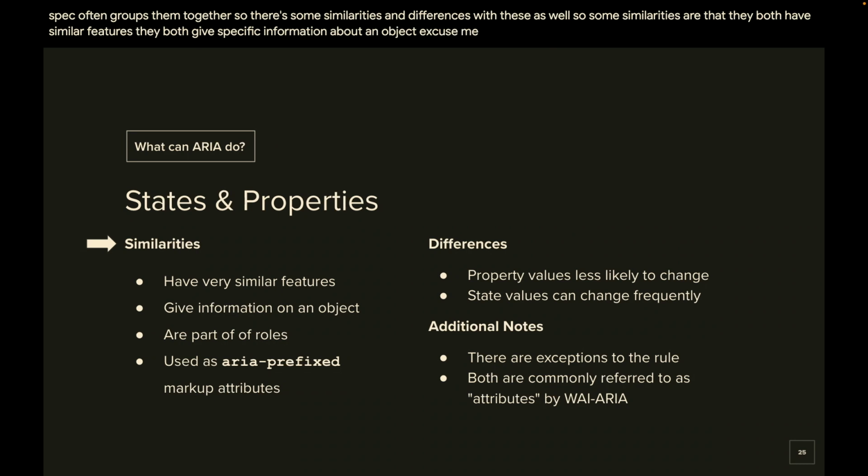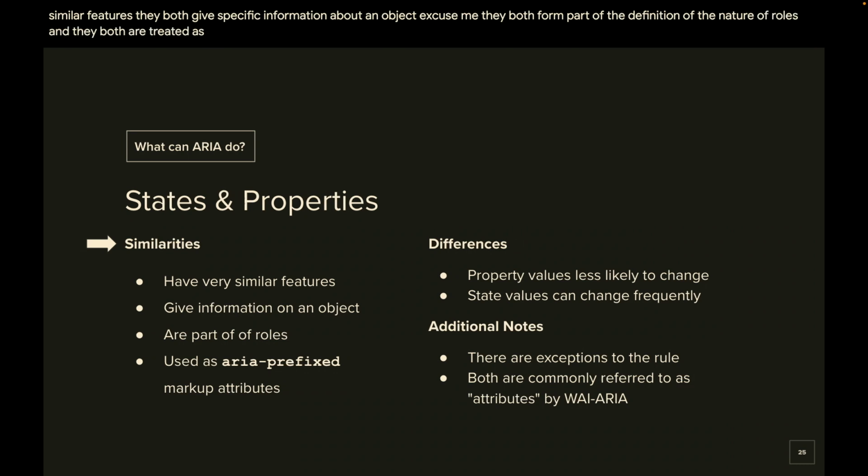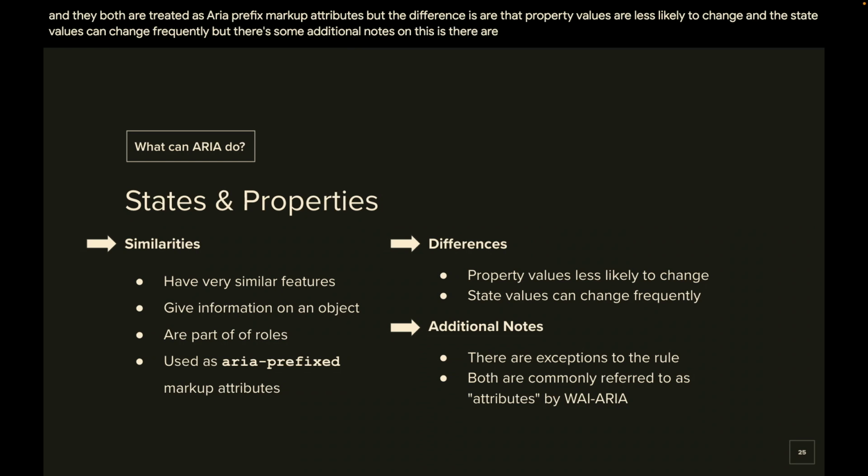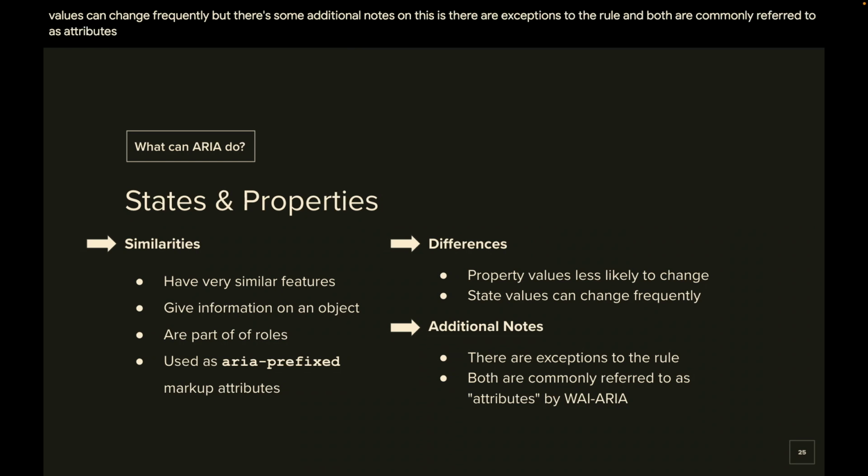They both form part of the definition of the nature of roles, and they both are treated as ARIA prefix markup attributes. But the differences are that property values are less likely to change, and the state values can change frequently. But there's some additional notes on this, is there are exceptions to the rule, and both are commonly referred to as attributes in ARIA.